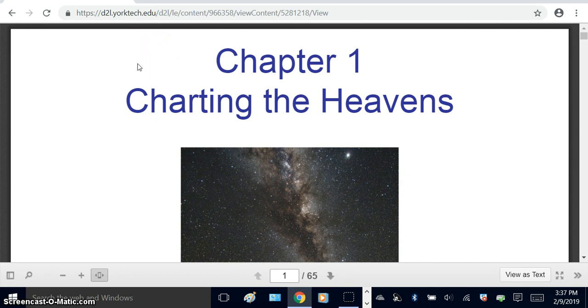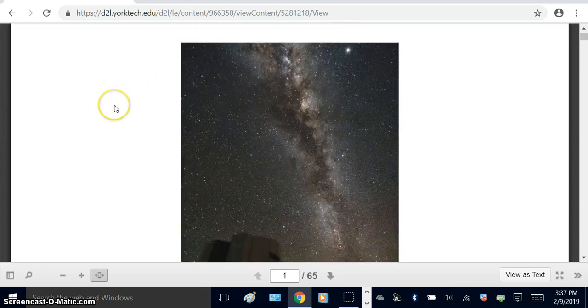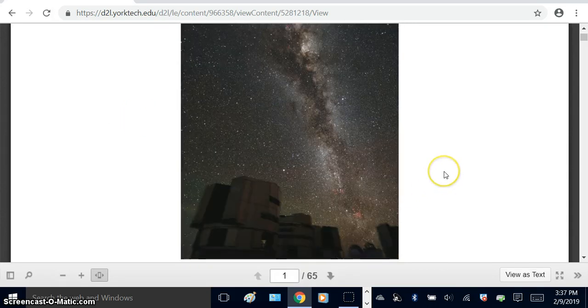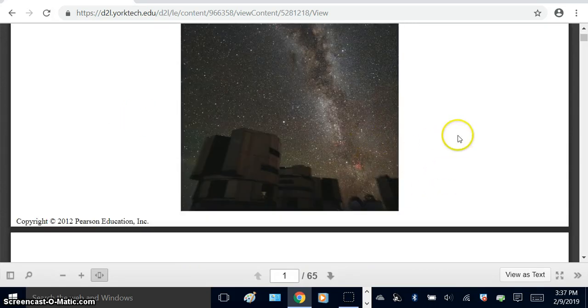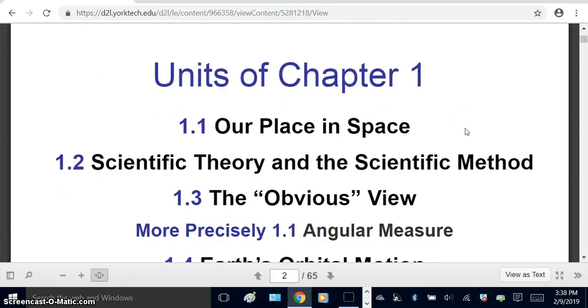So the first thing, as it says here, is charting the heavens. And so we have a nice picture that shows the Milky Way. There's a nice telescope as well, an observatory. Alright, so these are some of the things that we're going to talk about. Where we are in the universe, what it is, what makes something scientific. I guess I should point that out right now.